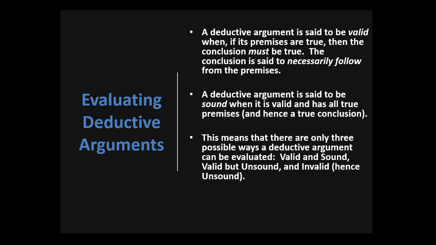The argument can be both valid and sound, which means it's solid, it's good, top to bottom. It can be valid but unsound, which means the logic's good, but there's a problem in one of the premises, or more of the premises are false. Or it can be invalid, which means the logic's no good, the deductive argument has failed, logically speaking, and that automatically makes it unsound. So it doesn't even matter whether the premises are true or false. If the logic's no good, the whole argument is no good. You just ditch it.